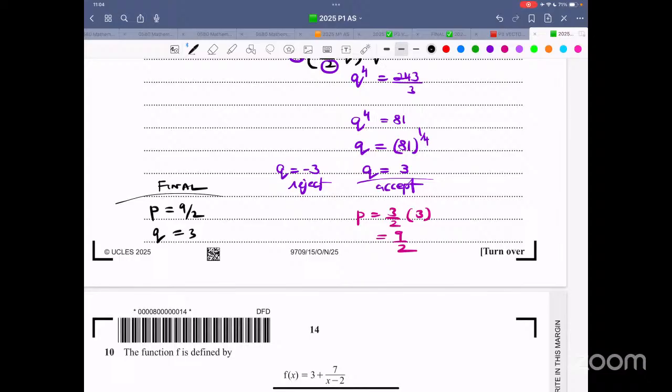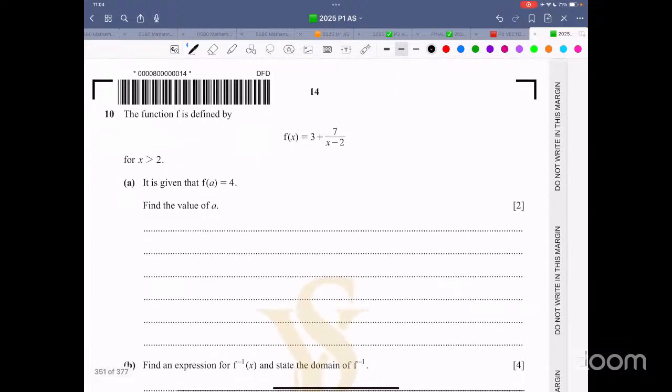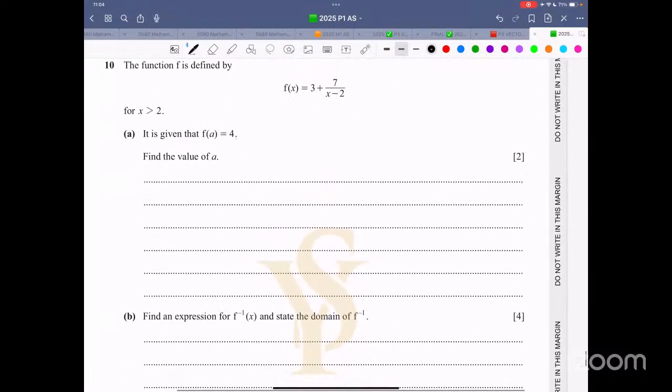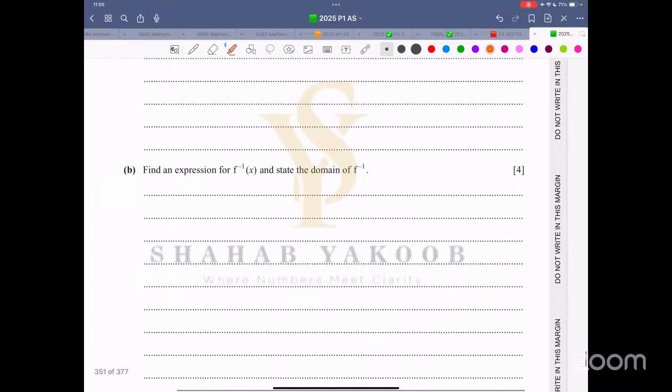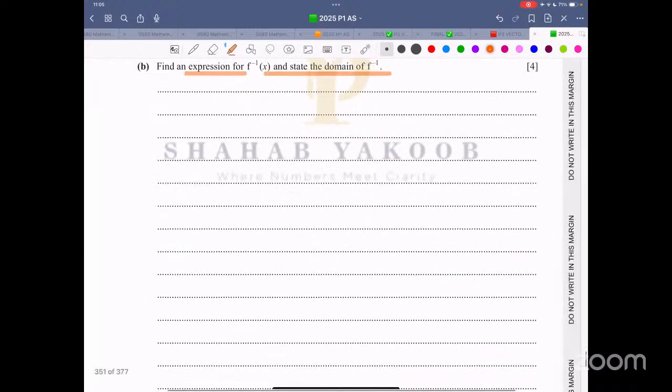Okay, Jay. So now what's next? Okay, functions. Long-awaited functions. First, read it so I can have a whole idea about the whole thing. The function f is defined by such and such. It's a reciprocal function. X is greater than 2. That is the domain. F of a is 4. Find the value of a. That is O-level stuff. Find an expression for f inverse. State the domain of f inverse.